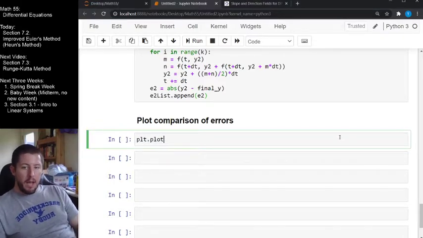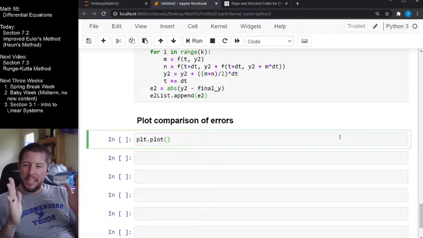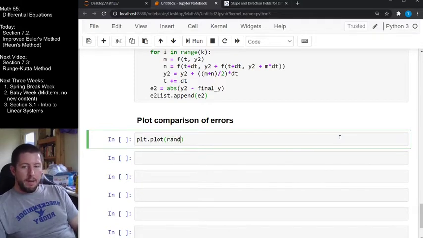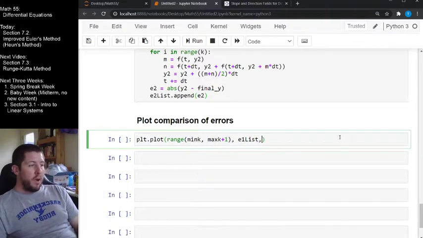I'm going to do plot.plot. And what I want to do is I need some x values. Well, our x values were really our k values that went from 4 to 100. So I'm going to do exactly that. I'm going to do range min k, max k plus 1. Those were really the k values that we used. What were the associated errors was the E1 list. I'm going to go ahead and make this be black dots with the 'k.' right there. And I want to give this the label for a legend of Euler errors.